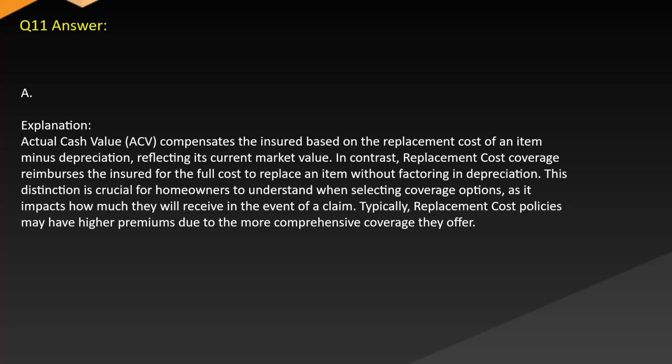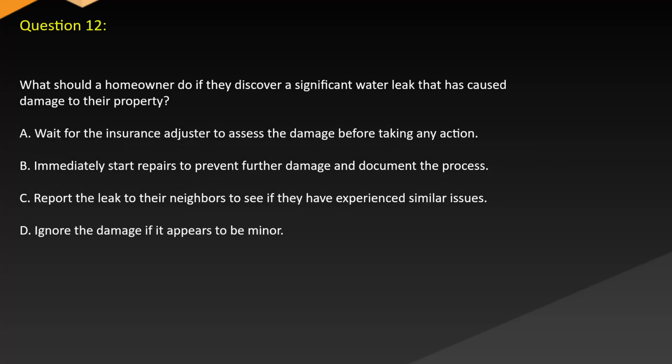Typically, replacement cost policies may have higher premiums due to the more comprehensive coverage they offer. Question 12. What should a homeowner do if they discover a significant water leak that has caused damage to their property? A. Wait for the insurance adjuster to assess the damage before taking any action. B. Immediately start repairs to prevent further damage and document the process. C. Report the leak to their neighbors to see if they have experienced similar issues. D. Ignore the damage if it appears to be minor.